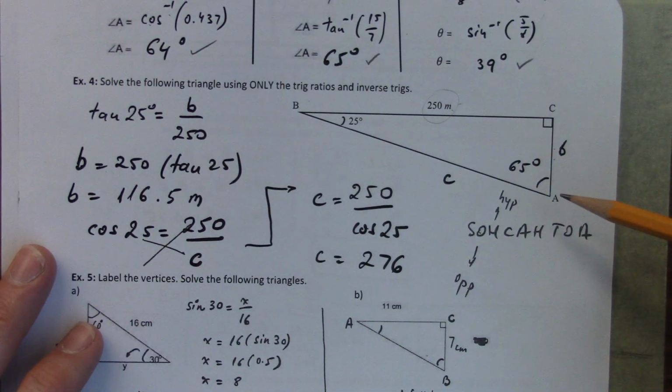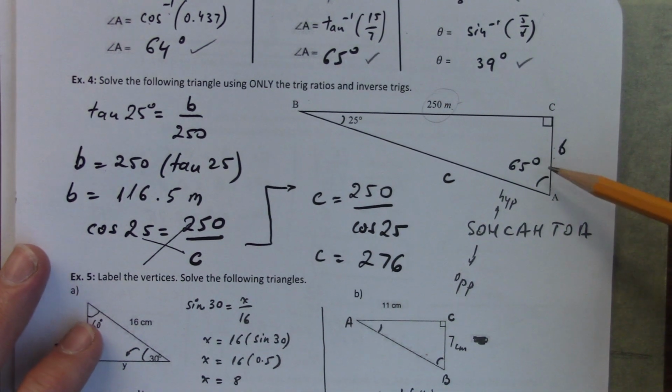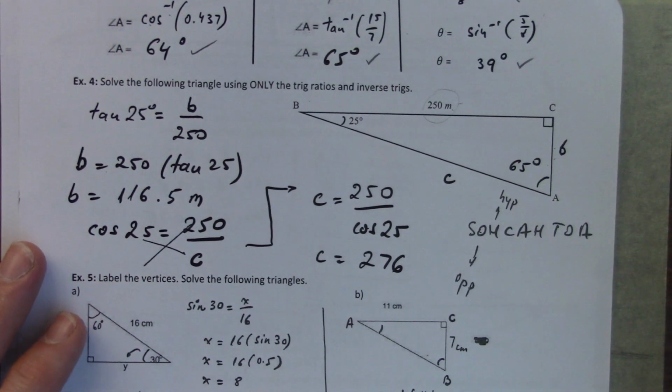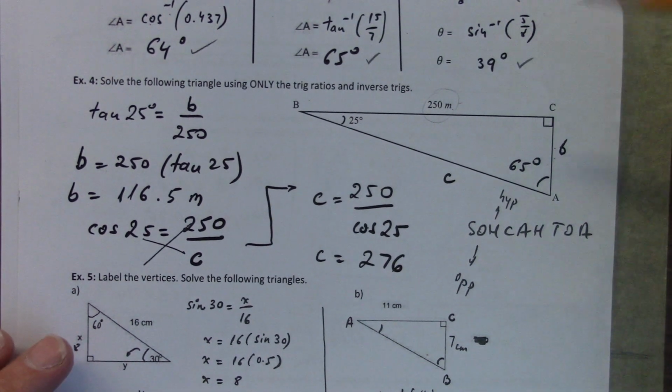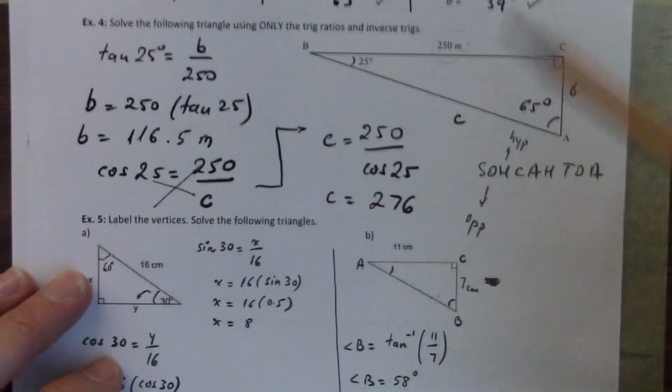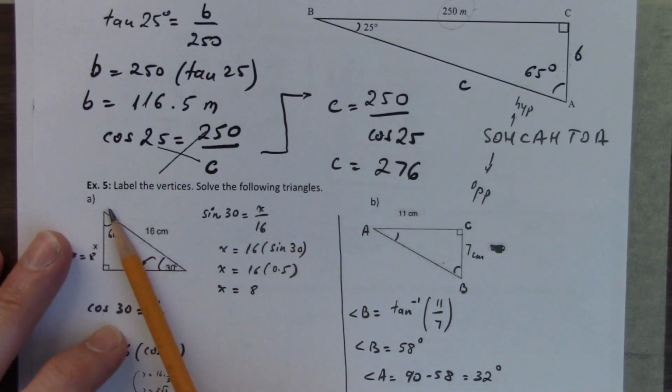I feel like we did this one. Yeah, we did. Did we do this one? Yeah, we did this one. All right, let's skip it. Yeah, we did that one. Let's skip it. Example 5.